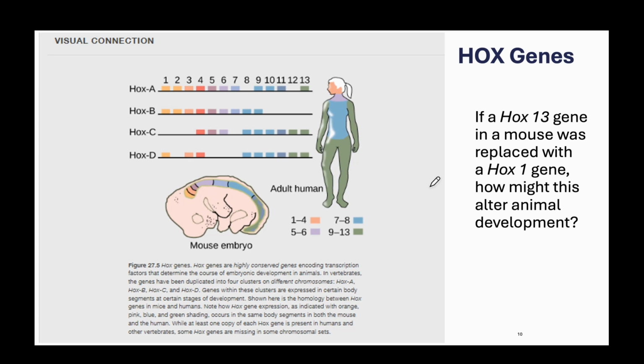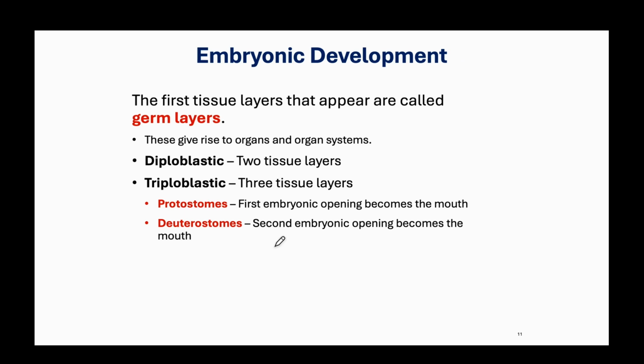So what this is asking us, and I would probably write this down because I think this might be on the quiz, is: if a Hox13 gene in a mouse, which is the green color, so it's going to be here in the tail region, was replaced with a Hox1 gene, how might this alter animal development? So 1, we note, on a human is the head, and on the mouse it is a head. So if we replace this gene right here, what is going to happen with this mouse embryo? How will it alter the development? Could it possibly have 2 heads now and no tail?